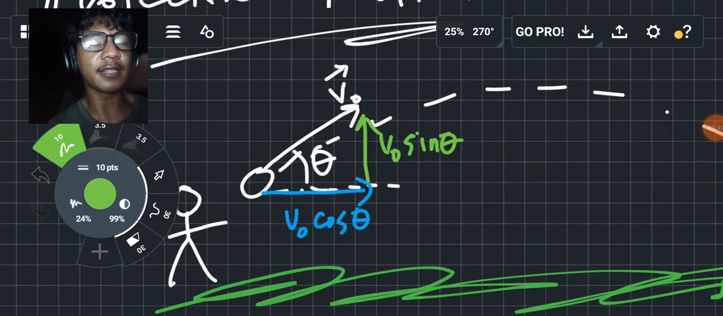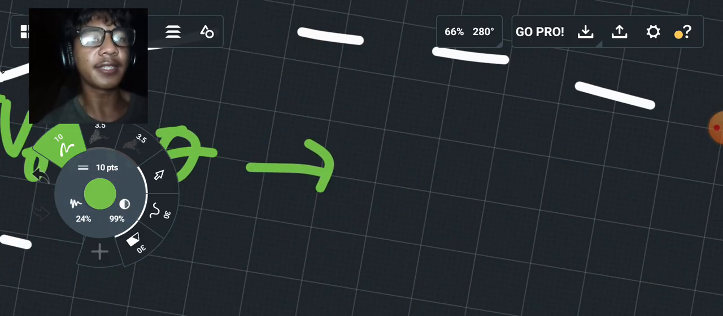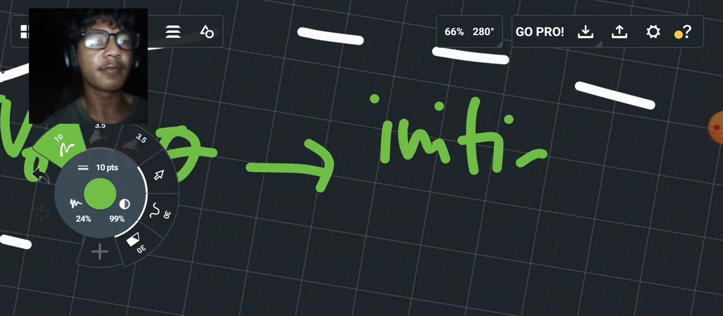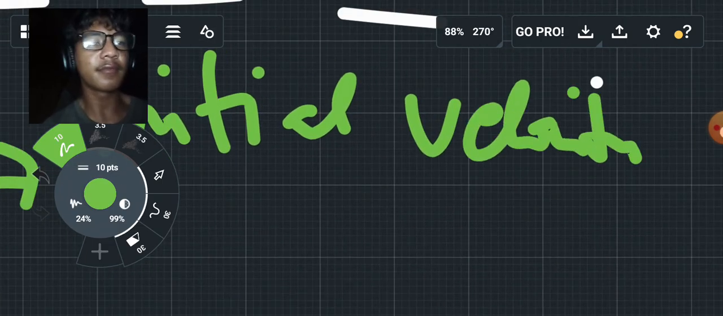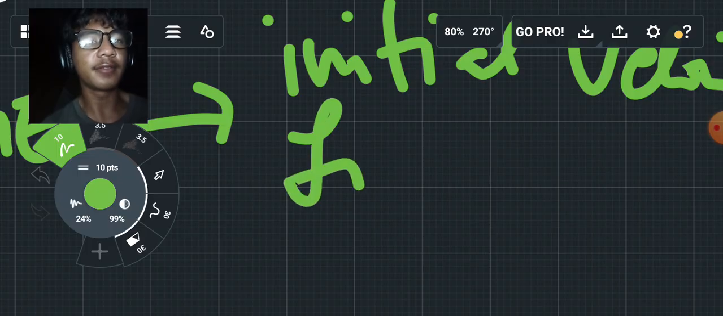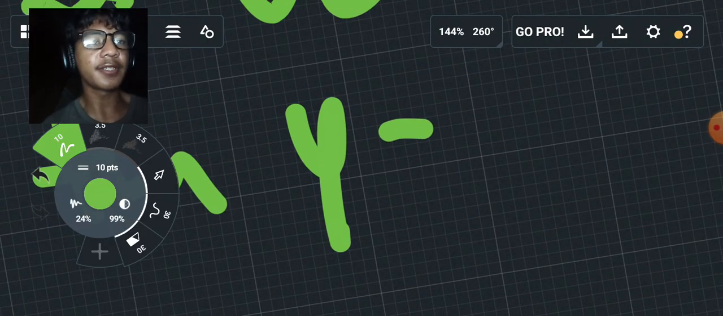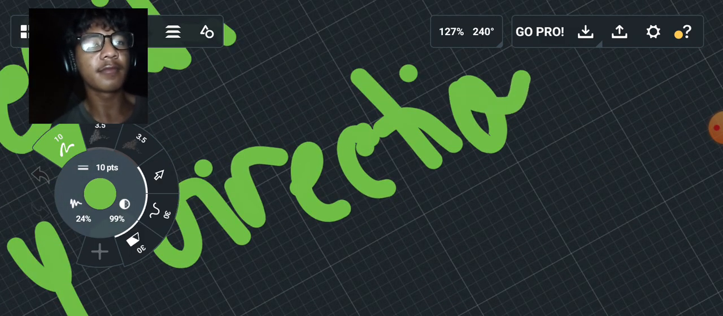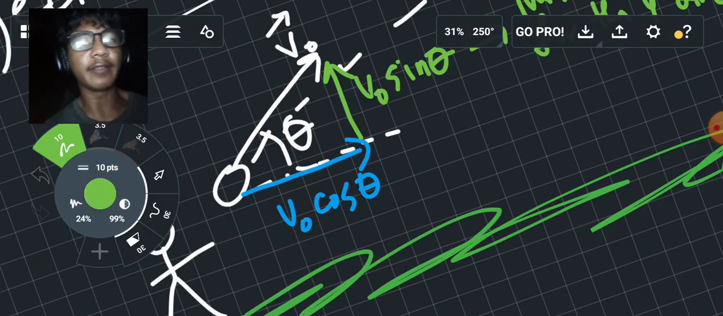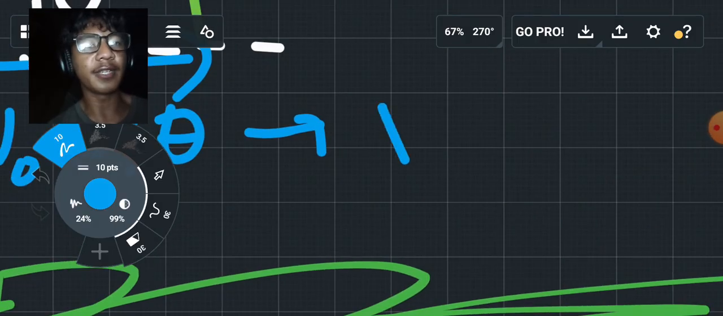And that's about it. This is the initial velocity for the y direction, and this is for the x direction.